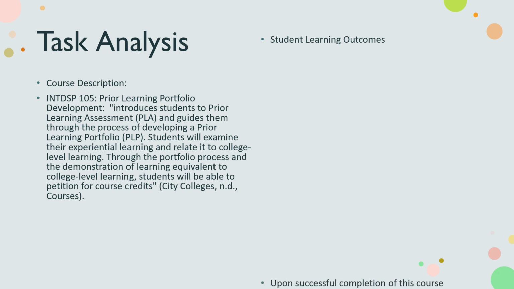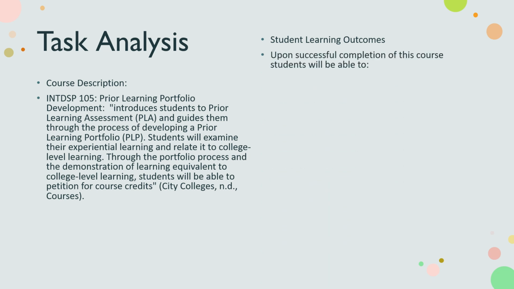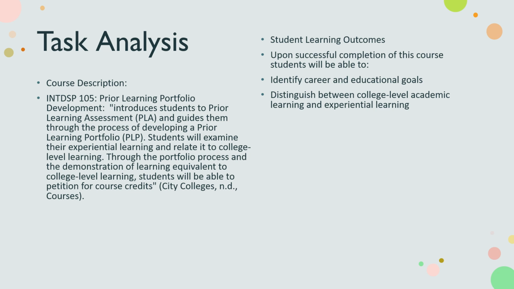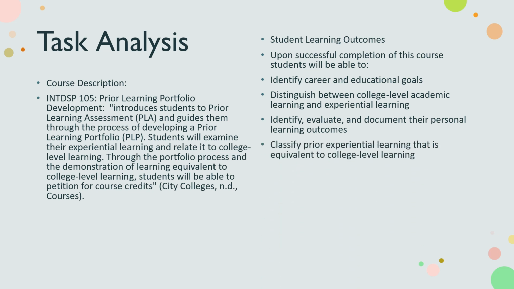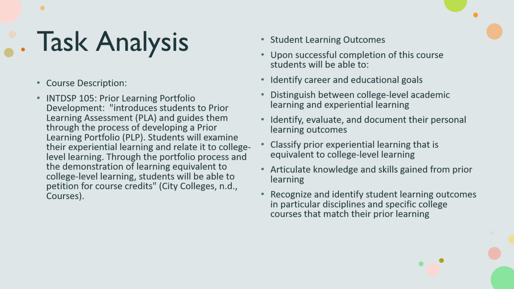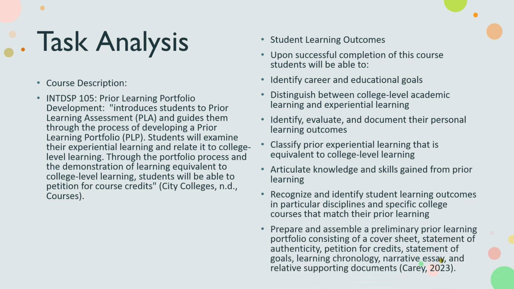The student learning outcomes of this course. So upon successful completion of this course, students will be able to identify career and educational goals, distinguish between college level academic learning and experiential learning, identify, evaluate, and document their personal learning outcomes, classify prior experiential learning that is equivalent to college level learning, articulate knowledge and skills gained from prior learning, recognize and identify student learning outcomes in particular disciplines and specific college courses that match their prior learning, and finally prepare and assemble a preliminary prior learning portfolio consisting of a cover sheet, statement of authenticity, petition for credits, statement of goals, learning chronology, narrative essay, and relative supporting documents.